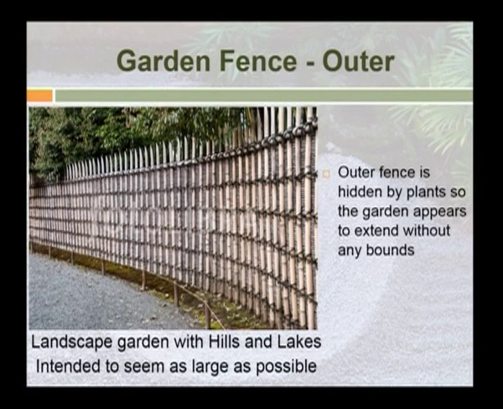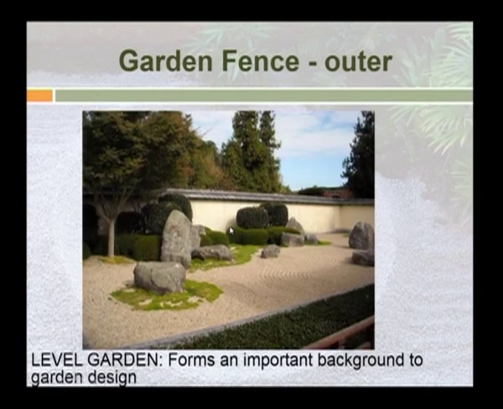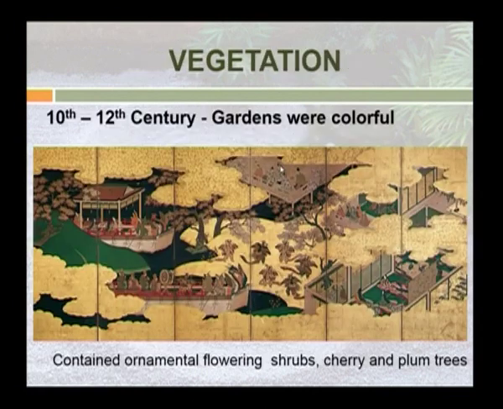For example, in a landscape garden, the aim is to make the garden seem boundless. So, in such cases the outer fence is hidden by plants and the garden appears to extend without any limit. Whereas, in the case of level gardens, the outer fence forms a background to the garden elements in the garden.